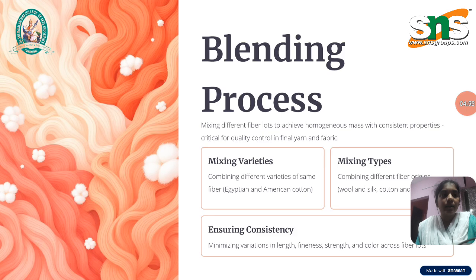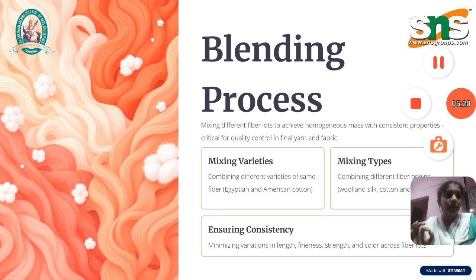The next one is the blending process. How is the blending process done? Mixing varieties, mixing types, ensuring consistency. Mixing varieties means we can mix different varieties of fibers. Mixing types means we can mix different types of fibers, that is man-made fiber and cotton fiber. So, we can mix those fibers with different varieties. We have to concentrate on the mixing very carefully. Thank you.